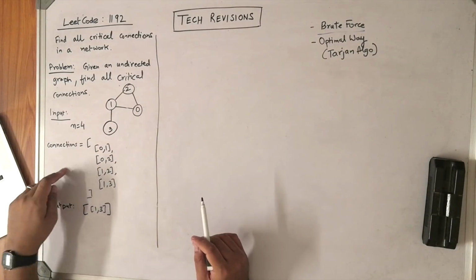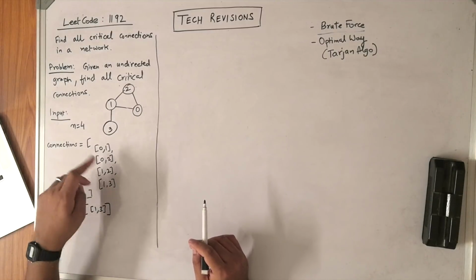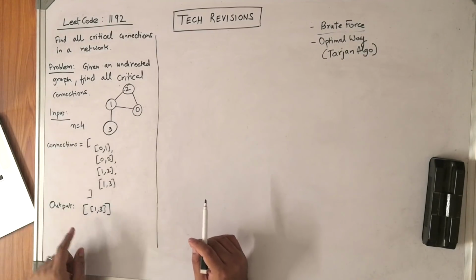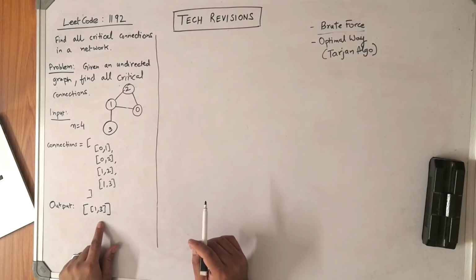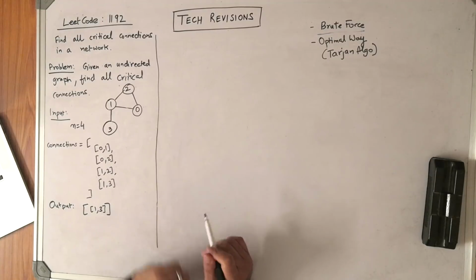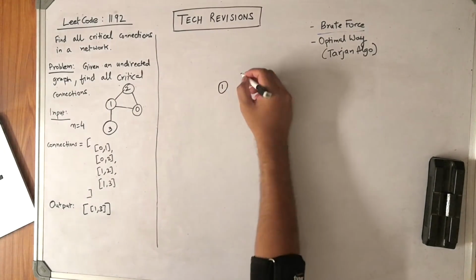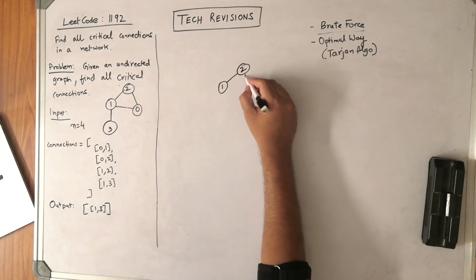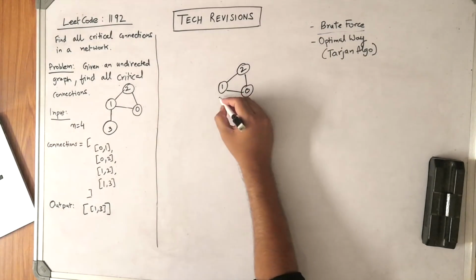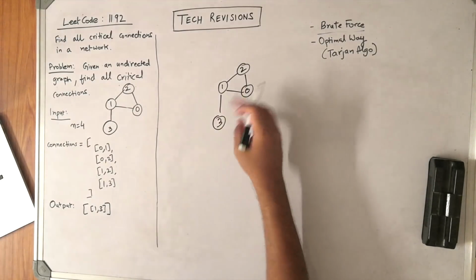What you have to respond back with is the output. You have to give a list of edges, which are actually critical connections. Now, the next thing we need to understand is what a critical connection is. To give you an example, let's look at this sample graph given to you. This is the graph, and then there's the fourth node. So what is a critical connection?